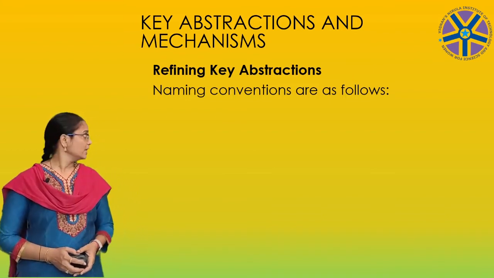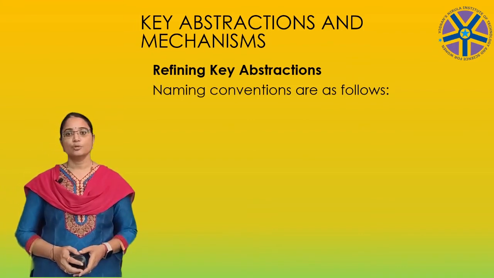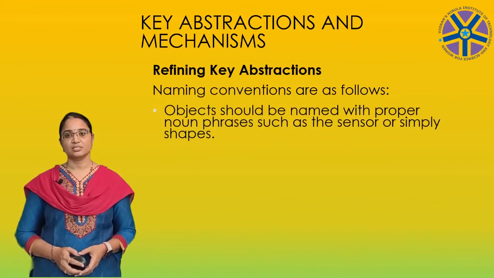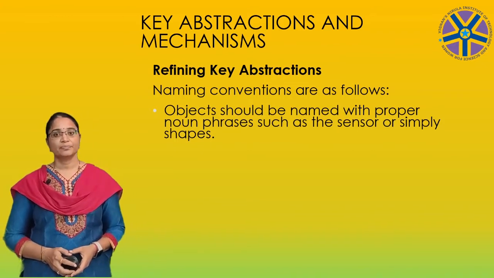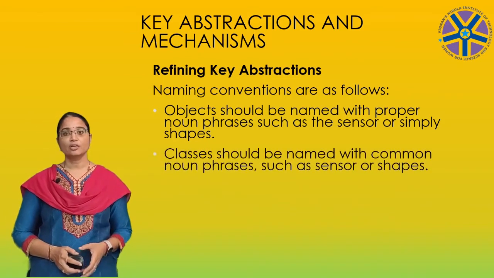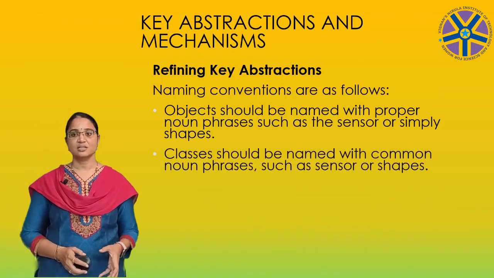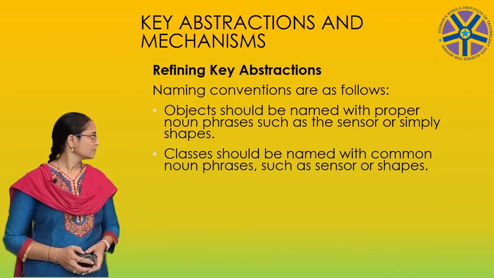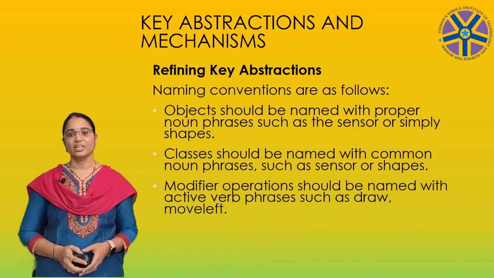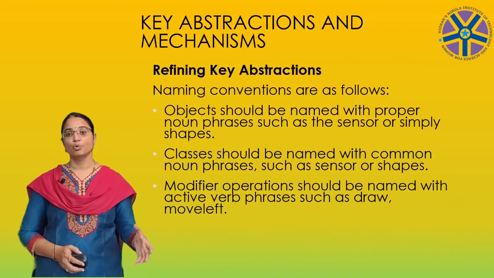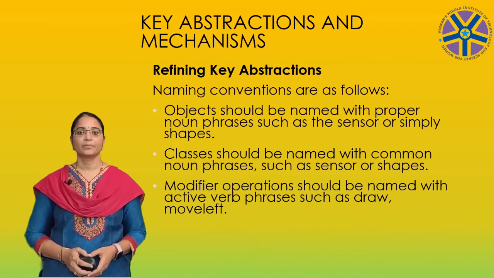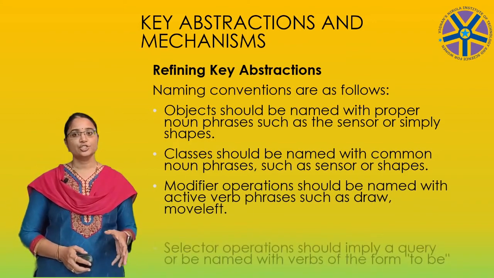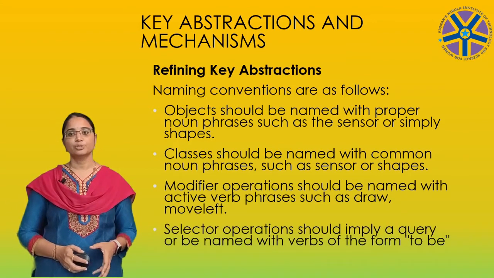Next, naming conventions are as follows. Objects should be named with proper noun phrases such as sensor or simply shapes. Classes should be named with common noun phrases such as sensor or shapes. Modifier operations should be named with active verb phrases such as draw, move left. Such types of names should be given. Selector operations should imply a query or be named with verbs of the form to be. So this is how we refine the key abstractions.